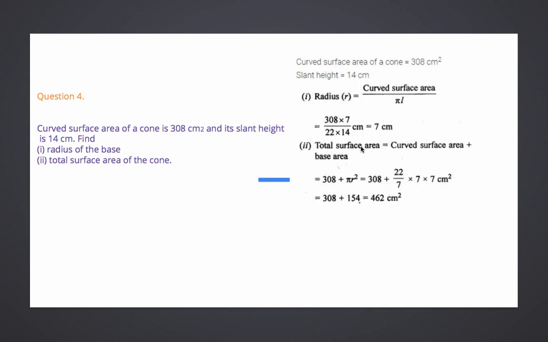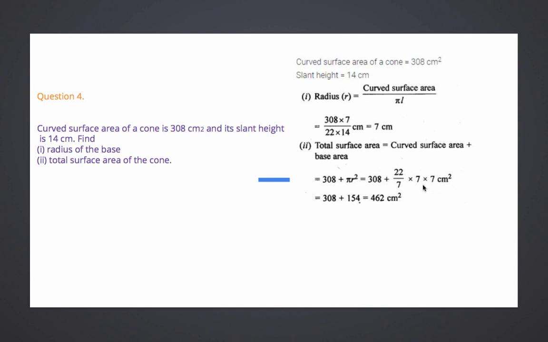Next part, total surface area. What's the formula? Curved surface area plus base area. Remember students, total surface area means the curved part and this base area. Base is circular, so pi r square is the formula. Curved surface area, no need to calculate again, it was given in the question. So 308 plus pi r square.